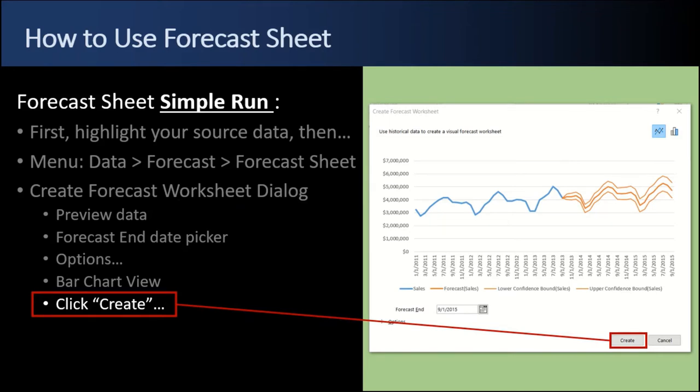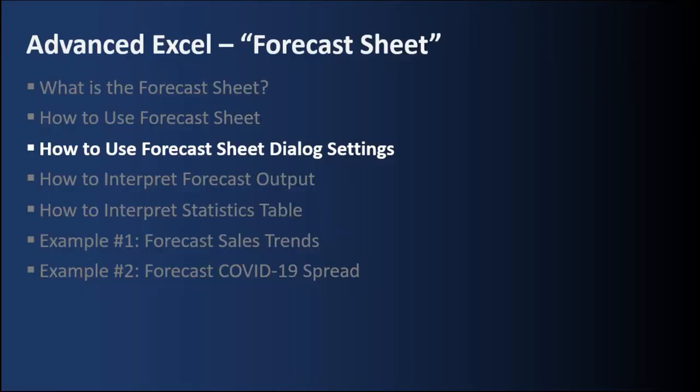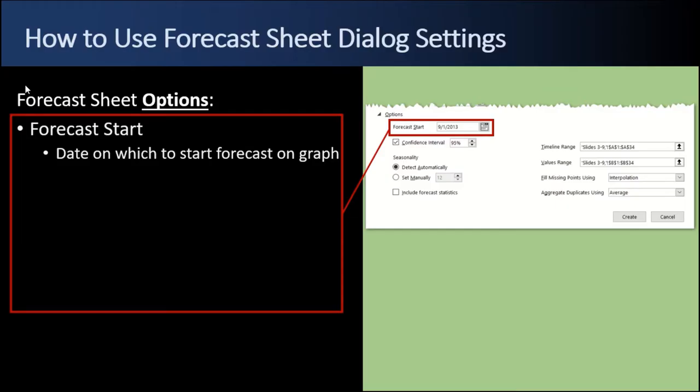And we'll see in an upcoming section what the output looks like after clicking the create button and how to interpret it. But first, we're going to explore the dialog options here in this options button. Next up, how to use the forecast sheet's dialog settings.